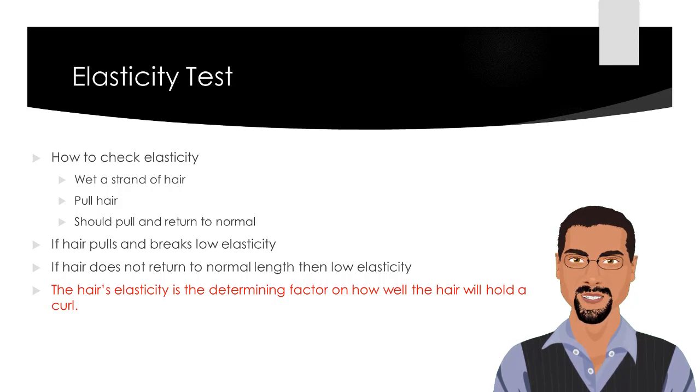To check the hair's elasticity, wet a single strand of hair and pull the hair in opposite directions. The hair should pull apart and return to normal. If the hair pulls and breaks, this indicates the hair has very low elasticity. If the hair does not return to normal length, this also indicates low elasticity. The hair's elasticity is the single determining factor on how well the hair will hold a curl.